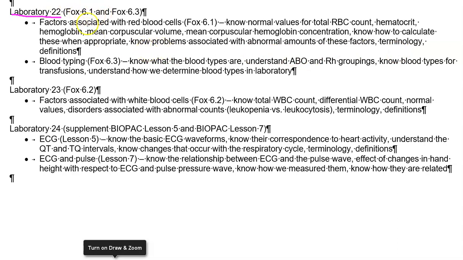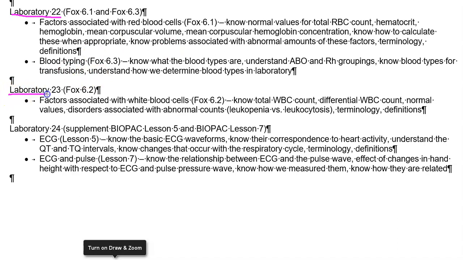So that's Fox 6.1. In Fox 6.3, that's the blood typing. So you should know what the blood types are and how they're antigens on the red blood cell surface, so just glycoproteins. Know the difference between the ABO group and the RH group. Know who can get what blood type for transfusion. Understand how we determine blood types in the laboratory with the agglutination and what happens there. And understand also the hereditary aspects of the blood type, so the ABO grouping and the RH grouping for that.